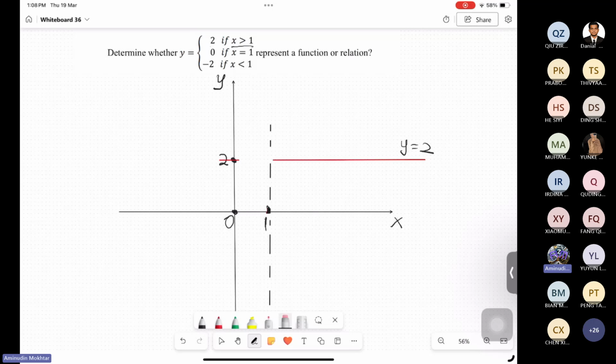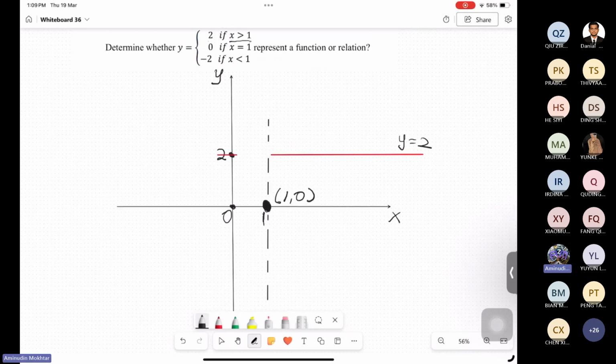The second one, y equals 0 if x equals 1. So we need to find where x equals 1. Y equals 0 at this point. I can write here, when x equals 1, y equals 0. That's why I draw the black dot here, because the value of y exists at that point.